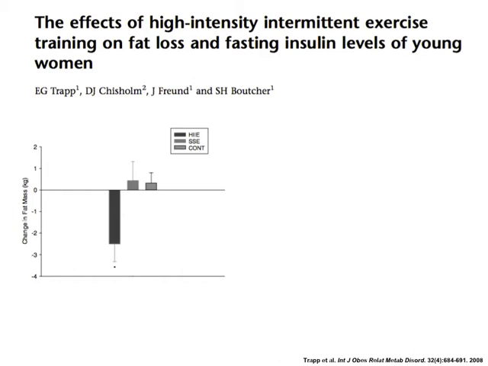Ideal scenario for the high-intensity interval group, the black bar pointing down, large decrease in fat mass, which is not seen in the other groups. The control group, the steady-state group, neither experiences a decrease in fat mass. If anything, they increase slightly. So it's tempting to just take information like this and say, oh, well, interval training is the way to go. Young women, non-obese, interval training is the way to go, large decrease in fat mass.